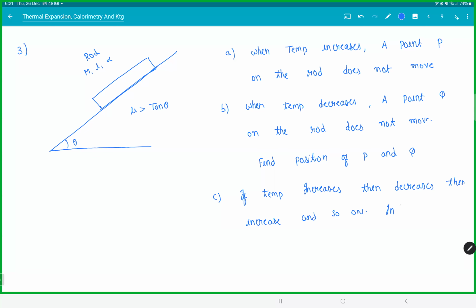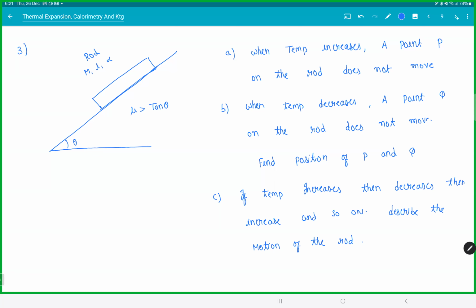Will it climb the incline? Will it come down the incline? Will it oscillate, or does it do nothing? Describe the motion of the rod. So will the rod climb up? Will the rod come down? Will the rod stay there? Will the rod oscillate? It goes up, comes down, goes up, comes down, something like this.